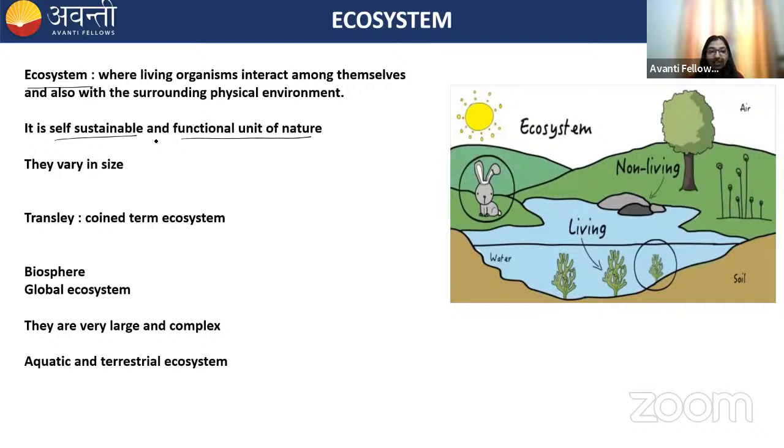And these ecosystems vary in size. Like the pond ecosystem is smaller in size, the forest ecosystem is larger in size. So the size of the ecosystem varies. And the term ecosystem was coined by Tansley.